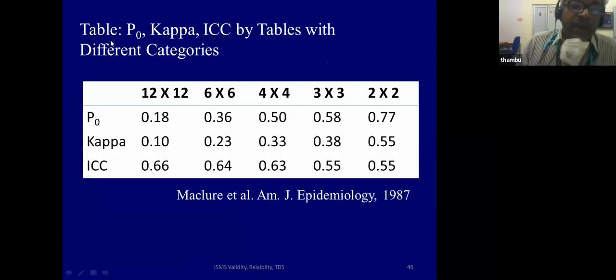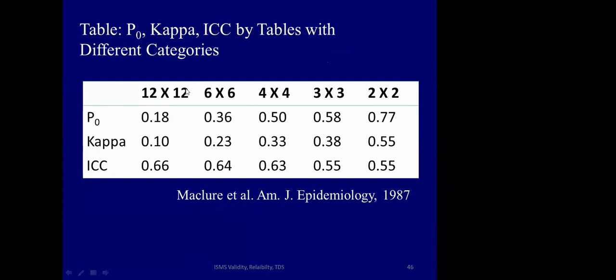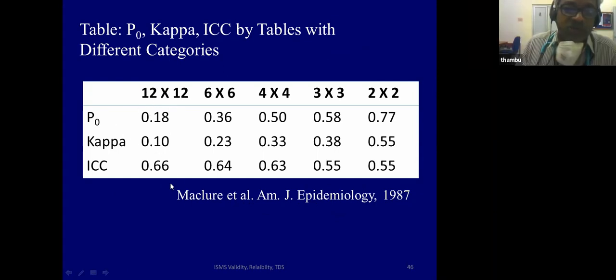So there is observed agreement, kappa, and intra-class correlation by tables with different categories. This is taken from this particular reference by McClure et al. in the American Journal of Epidemiology, 1987. So for a 12 by 12, the observed agreement will be so much, the kappa will be so much, and the intra-class correlation will be so much.